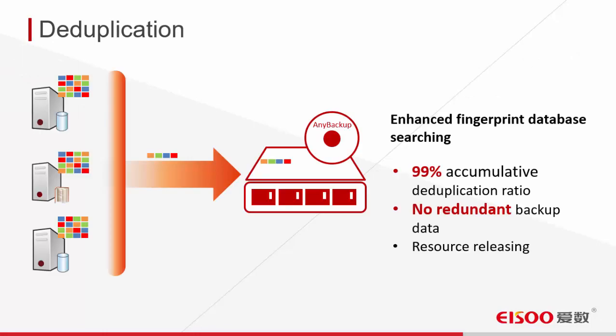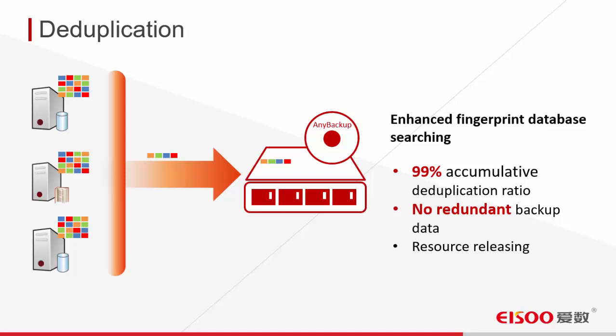So EISOO released the deduplication to solve these problems. It deduplicates data before transferring to media server, and then stores the only data blocks finally. Thus, the backup window is greatly shortened and the storage is much smaller.